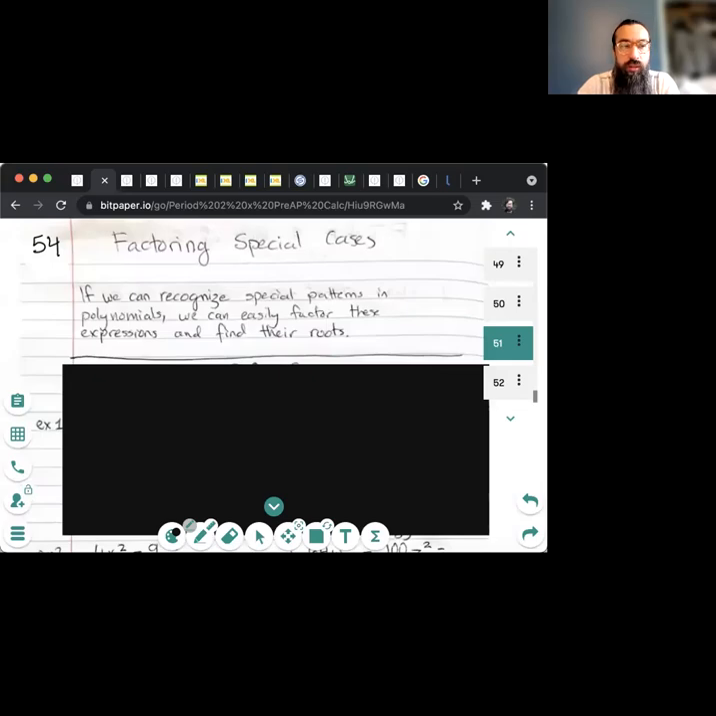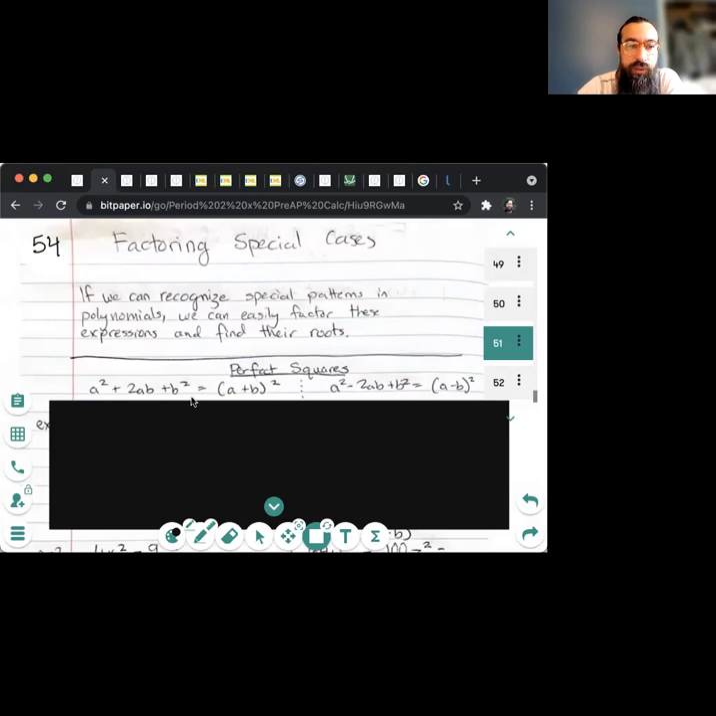All right, folks, today we're going to talk about factoring special cases, which is just a simple way of saying we have some formulas that are going to be helpful for specific looking polynomials. So if we can recognize these special patterns, then we'll be able to easily factor these expressions and find their roots.